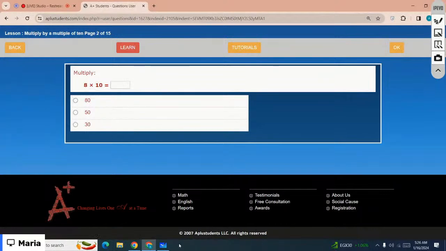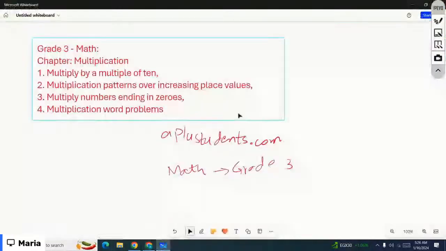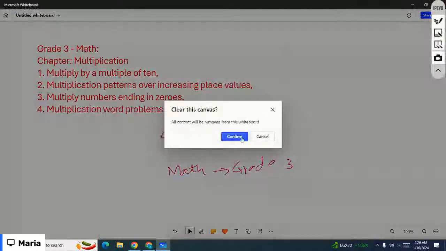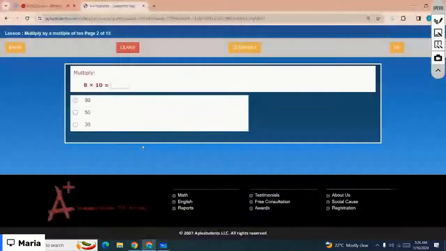The next one is 8 times 10. Now you have to multiply it by 10. Multiply 8 times 1, which is 8, and you have to add a 0. So 10 times 8 is 80. The correct option is 80. Got it? 10 times 8 is 80.